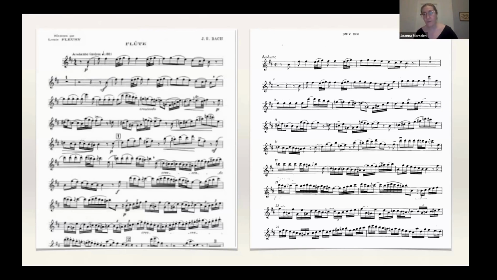It has nothing to do with period performance. So this is why I wanted to highlight it. I want to say that I don't think that Louis Fleury is doing anything wrong. This is his interpretation of the Bach sonatas, but this is not one that I would recommend if you're trying to form a Baroque interpretation based on what we know now about Baroque performing practice. Louis Fleury's edition is wonderful if you're trying to learn more about early 20th century style and how they thought about Baroque music.